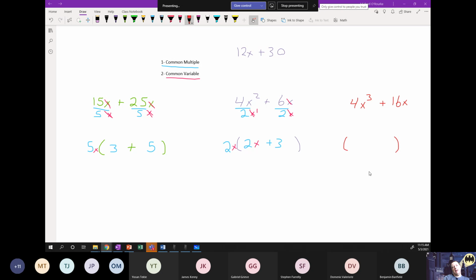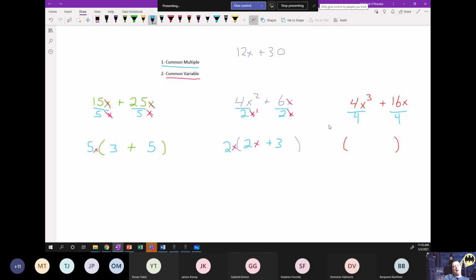Do you want to go straight to the answer right now, or do you want me to go step by step? Does anyone want me to go step by step through this one? I think I have it, but go step by step. Let's go step by step. First of all, common multiple. Do we have a common multiple? We do. 4 goes into both those numbers.